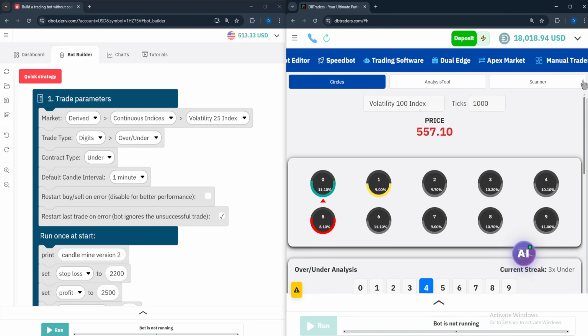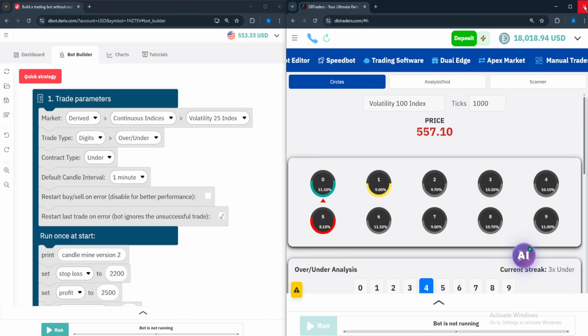Let us go directly into it, okay? Now before we begin, remember this. Analysis tools are only for confirmation only, okay? Only for confirmation. Always execute your trades on the official Deriv.com platform, okay? Never rely on third-party tools, third-party websites to place your trades.